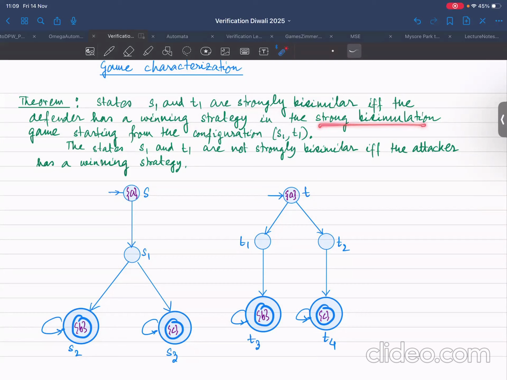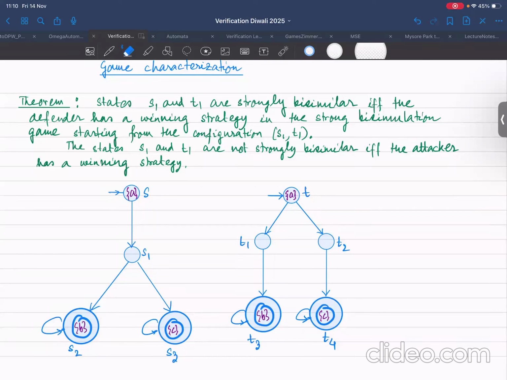In this strong bisimulation game, starting from the configuration S1, T1, we are trying to check whether S1 and T1 are strongly bisimilar by playing this two-player game, right? And if the defender has a winning strategy, then they are bisimilar, and vice versa. Okay, irrespective of the way the challenger plays, right? For any possible move of the challenger, the defender should be able to move. So that is very important.